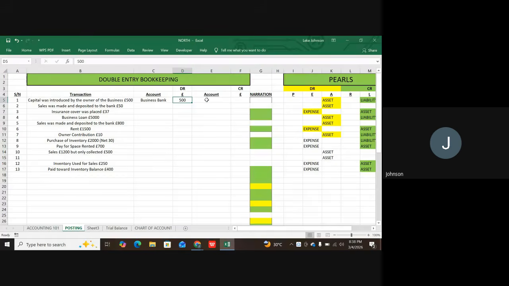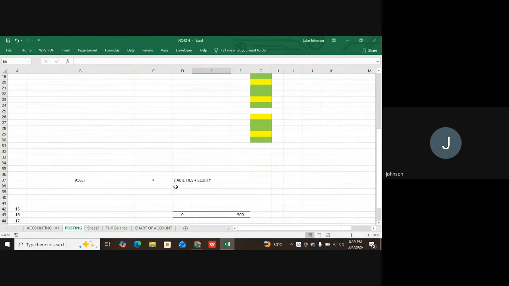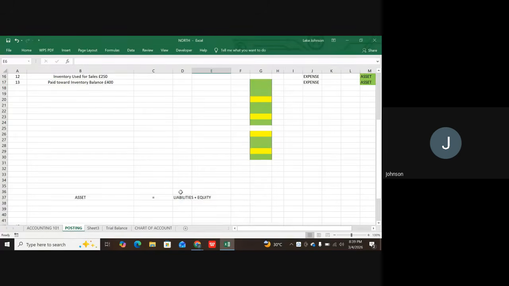Then we have to credit another account. We credit the capital account, okay? We credit the capital account. Also, the amount is 500. So the account is balanced. If you go to the bottom, you discover that our totals are actually agreeing.